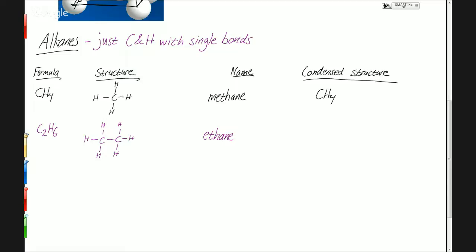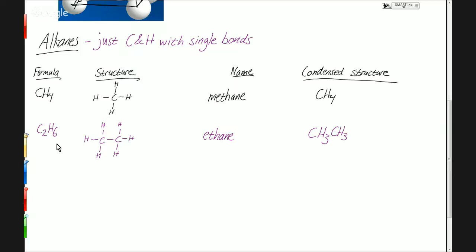And now we can see what a real condensed structure looks like. The condensed structure for ethane is going to be CH3, CH3. So let's take a look at what that condensed structure means. You can probably figure it out, but C2H6 is the molecular formula. That's kind of like how we've been looking at things so far.